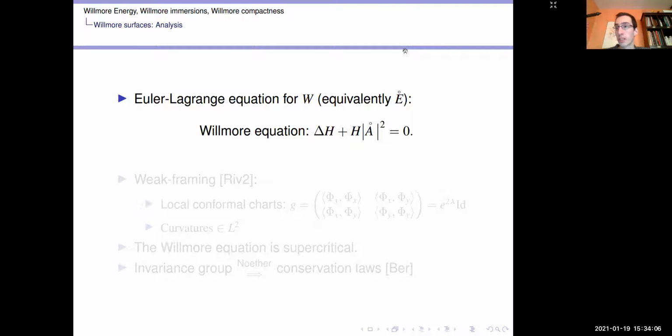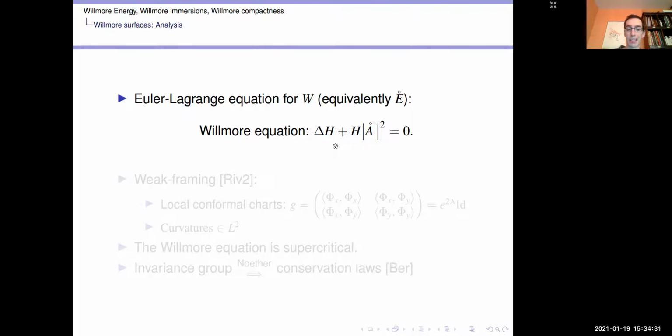Willmore immersions are critical points of, well, a Lagrangian, the Willmore energy. So they satisfy an Euler-Lagrange equation, which we call the Willmore equation. There are two things to say about this Willmore equation. First, it is a fourth order equation because it is of second order in the curvature, which are themselves second order objects for the immersion.